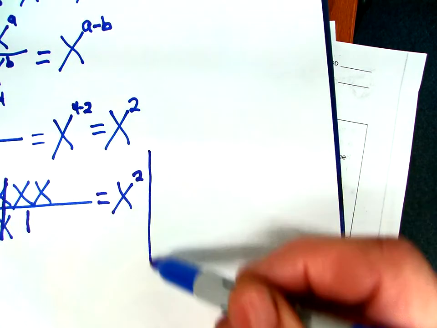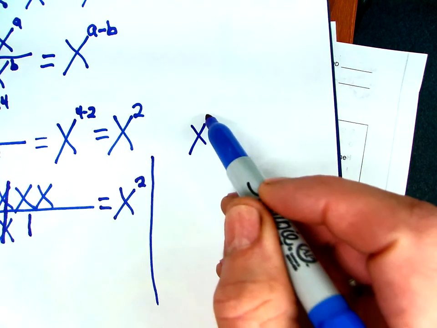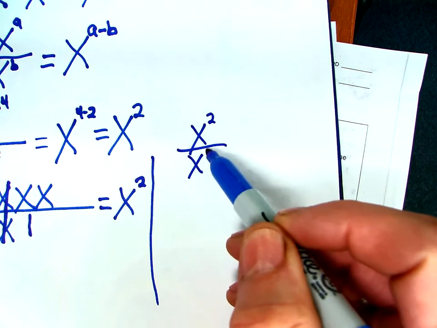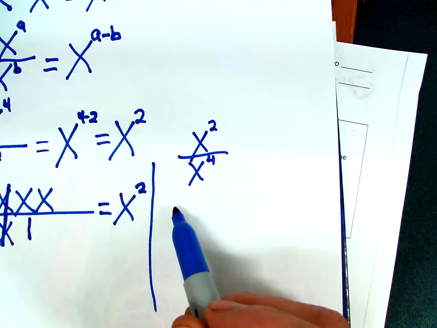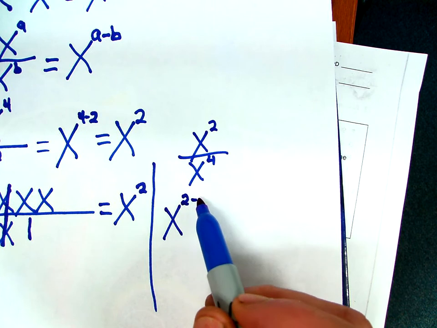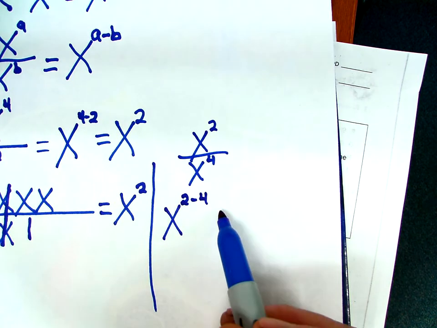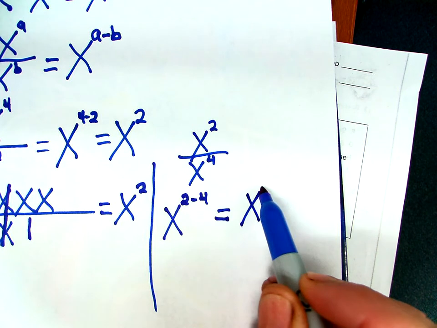But let's flip this around. Let's do x squared being divided by x to the 4th. What happens then? Well, again, the rule is the one on top minus the one on bottom. This would equal x to the negative 2.